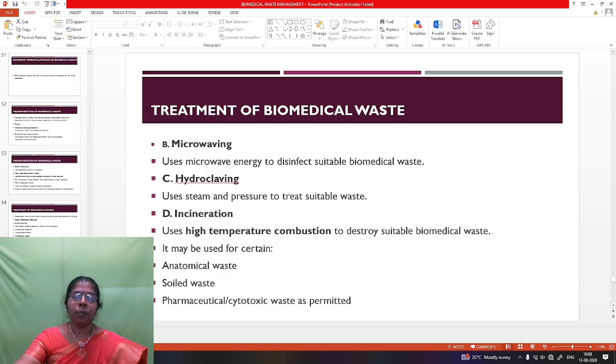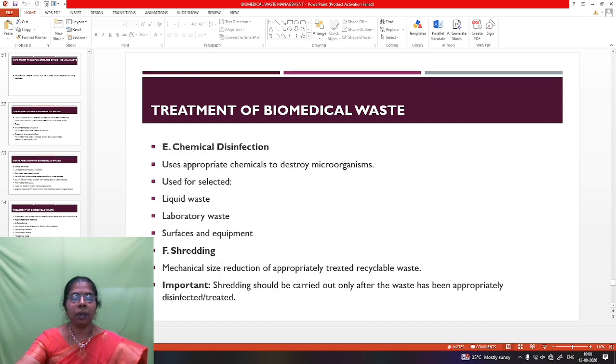Microwaving uses microwave energy to disinfect suitable biomedical waste. Hydroclaving uses steam and pressure to treat suitable waste. Incineration uses high temperature combustion to destroy suitable biomedical waste. It may be used for certain anatomical waste, soiled waste, pharmaceutical or cytotoxic waste as permitted.